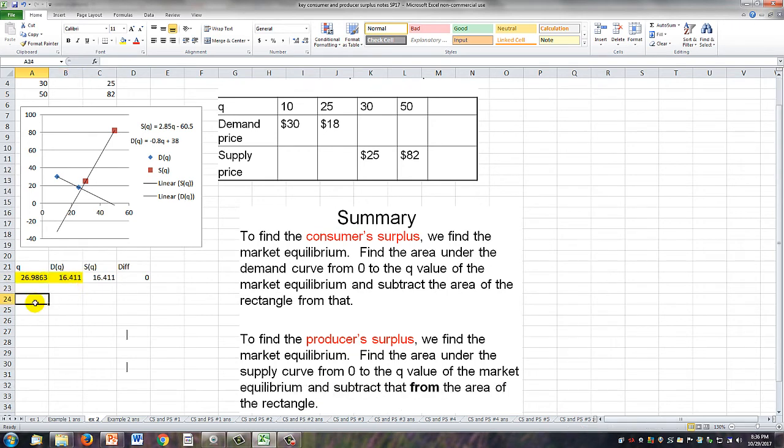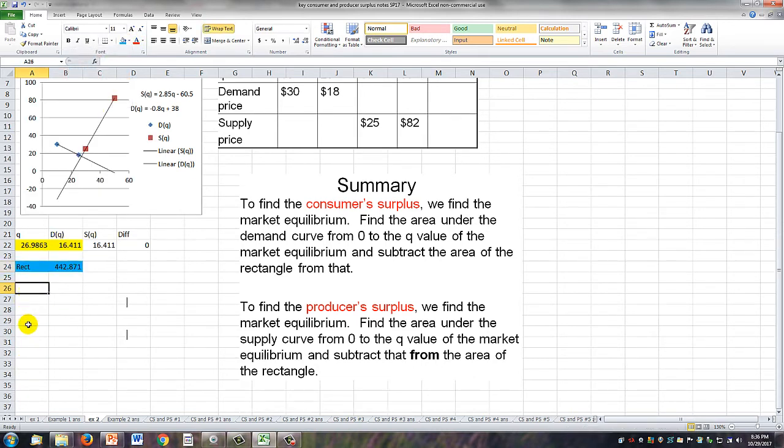$16.41. The next thing that you're going to need for both of them is the area of the rectangle, which is market equilibrium quantity times market equilibrium price, otherwise known as revenue. So that's the area of the rectangle. The next thing, I'm going to show you, if you're going to have to find both the consumer and producer surplus, a lot of times you might just want to go ahead and do it all at once. So the quantity from 0 to the market equilibrium Q, that doesn't change.